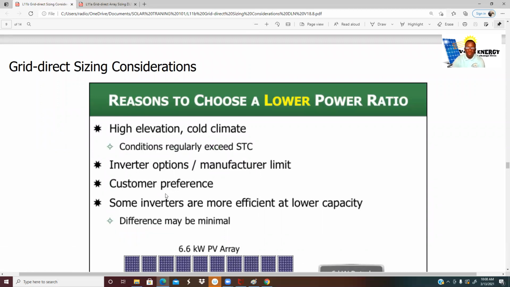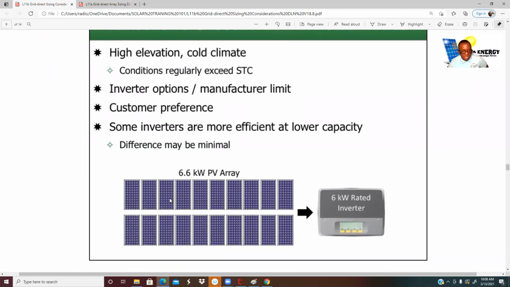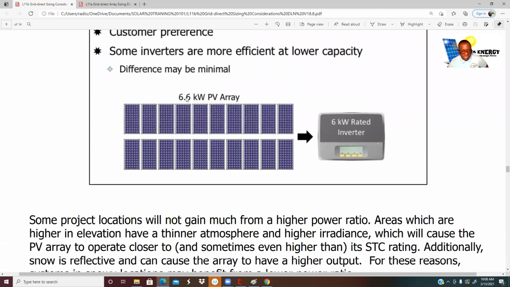Reasons to choose a low power ratio: high elevation, cold climate. For places that have high elevation and cold climate, you want to choose a low DC to AC power ratio. Other reasons include inverter optimization or manufacturer limits, and customer preference. Some inverters are more efficient at low capacity, for example a minimum of 6.6 kilowatts versus 6.